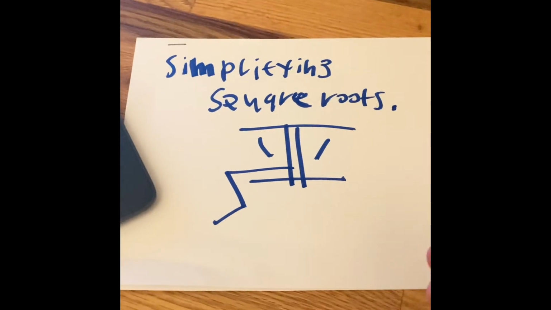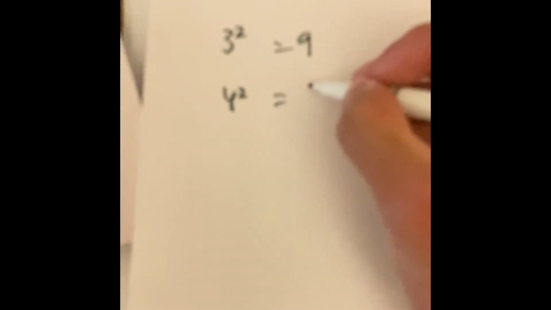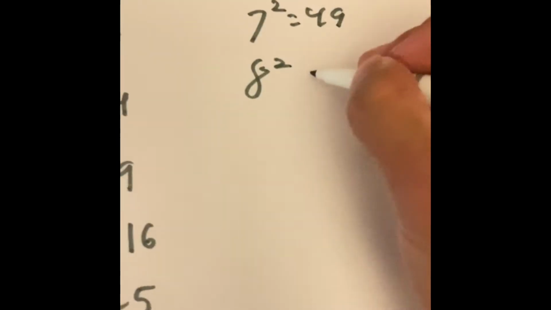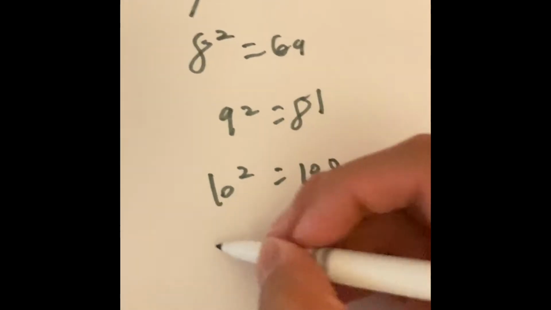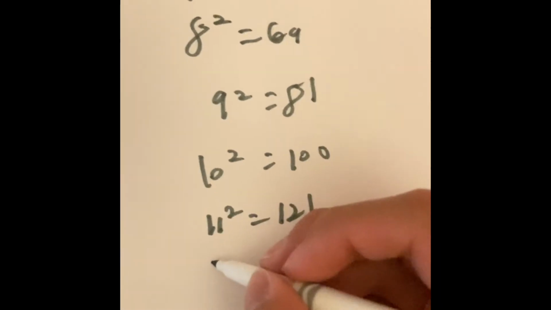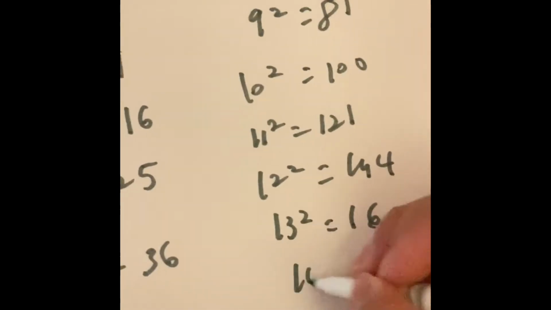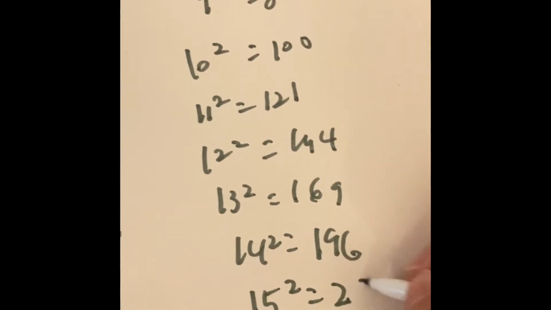When we begin the video, let's warm up by understanding the different squares, like 1 squared is equal to 1, 2 squared is equal to 4, 3 squared equals 9, 4 squared equals 16, 5 squared equals 25, 6 squared equals 36, 7 squared equals 49, 8 squared equals 64, 9 squared equals 81, 10 squared equals 100, 11 squared equals 121, 12 squared equals 144, 13 squared equals 169, 14 squared equals 196, and 15 squared equals 225.